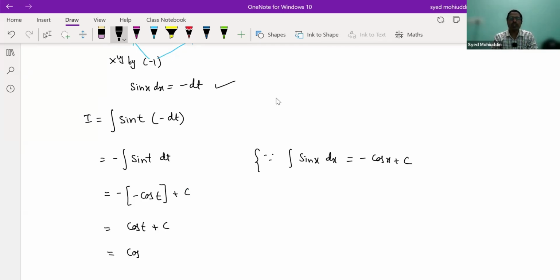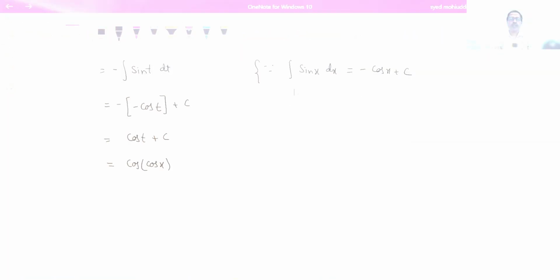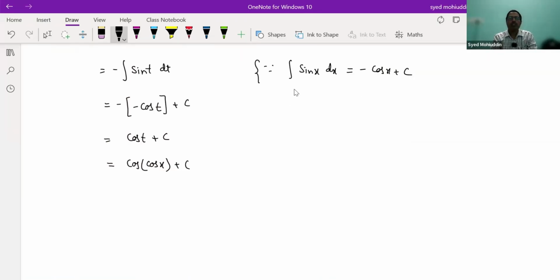But what is the value of t here? T value that we have taken is what? T is cos x. So replace the value of t as cos x. Hence, we'll be getting cos of cos x plus c. That will be the required solution.